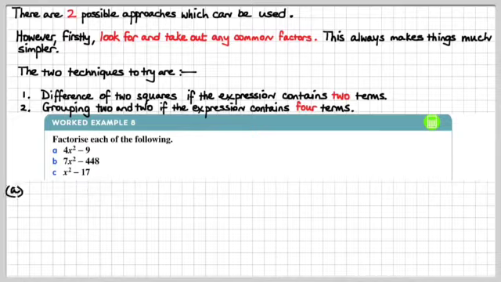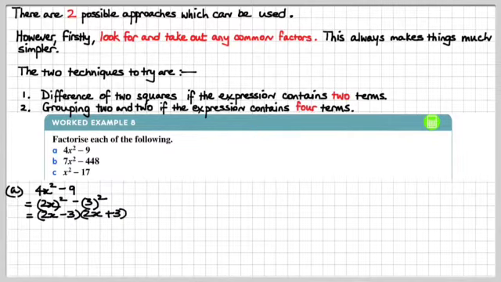Part A, 4x squared minus 9, okay? Now, that contains 2 terms, both of which we can make into squares, and one is being taken away from the other. So it is a difference of 2 squares, you see? There you go. So it's 2x all squared minus 3 all squared. Now you know, if you have a quadratic expression which says a squared minus b squared, for example, well, that factorises to a plus b times a minus b, okay? And that's what we do in this case.